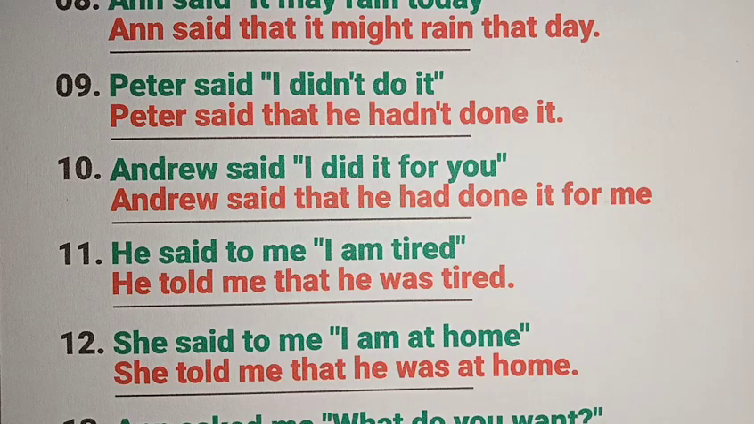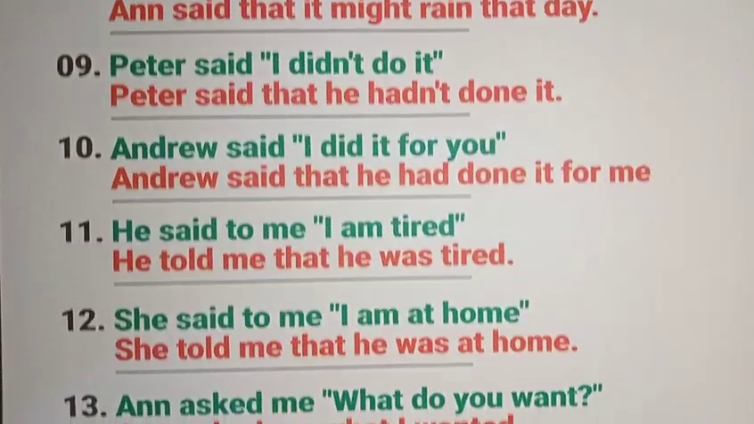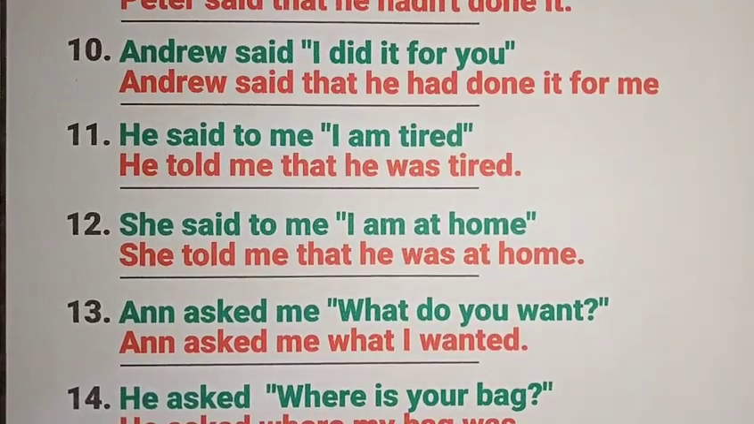Sorry, this should be she. Not he. This should be she because the pronoun I refers to she. Therefore, this is a typing mistake. She told me that she was at home. I think you can understand. Now look at the next example, number 13.